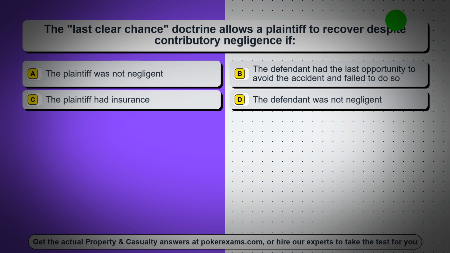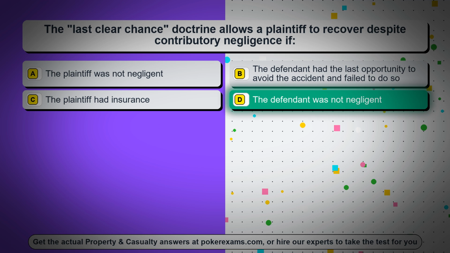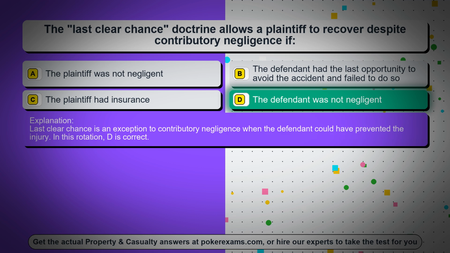Question 8. The last clear chance doctrine allows a plaintiff to recover despite contributory negligence if: Option A, The plaintiff was not negligent. Option B, The defendant had the last opportunity to avoid the accident and failed to do so. Option C, The plaintiff had insurance. Option D, The defendant was not negligent. The correct answer is option D. The defendant was not negligent. Last clear chance is an exception to contributory negligence when the defendant could have prevented the injury. In this rotation, D is correct.